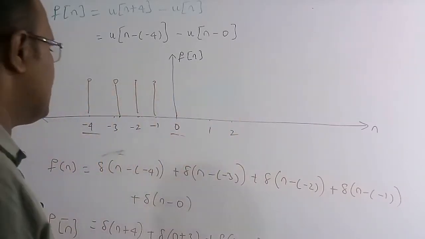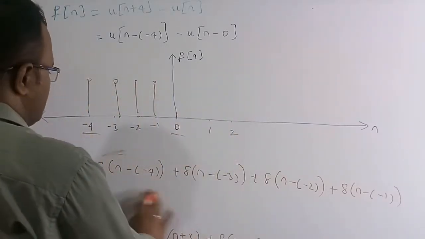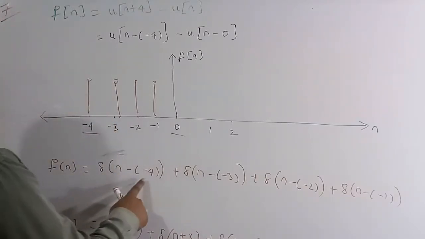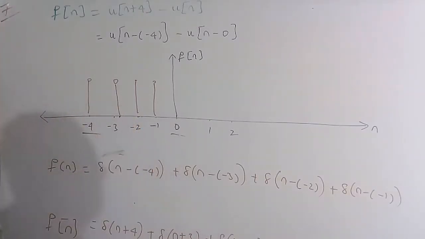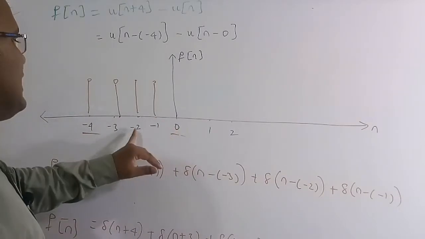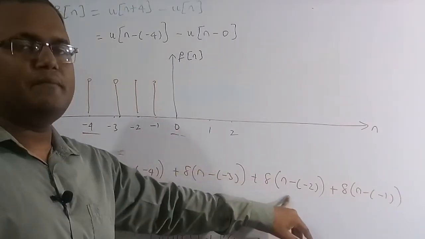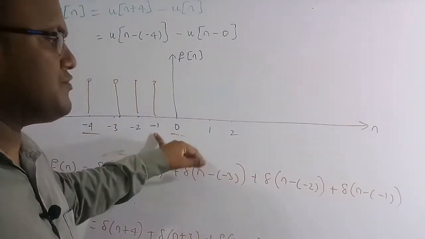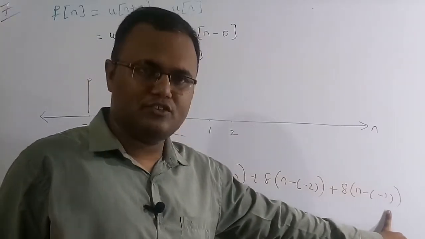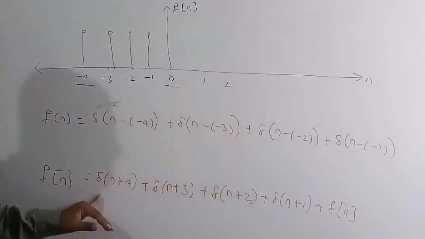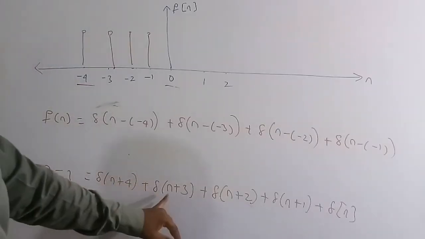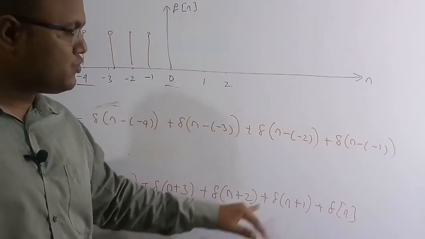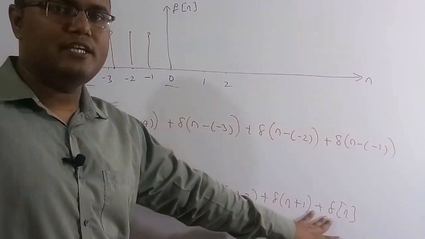So therefore we can conclude that this impulse is delta of n minus 4, and this impulse is delta of n minus 3, and similarly at minus 2 the impulse is delta of n minus 2, and similarly at n is equal to minus 1 the impulse is delta of n minus 1. So simply we can write it as delta of n plus 4 plus delta of n plus 3 plus delta of n plus 2 plus delta of n plus 1 plus delta of n.